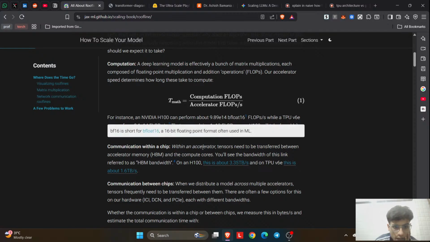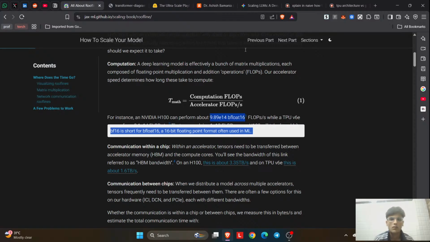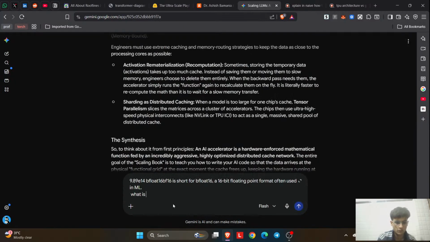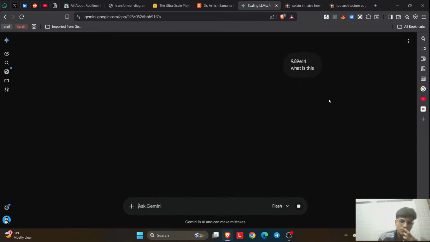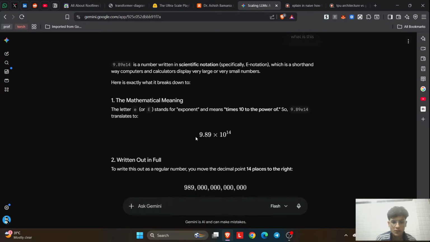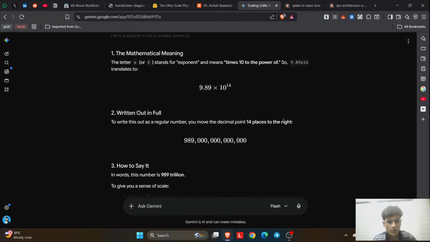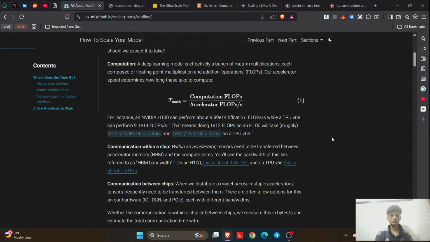9.89, one takes a bit more and the other takes a bit less, 9.19 to perform. I think this is a number written in scientific notation. Oh, my bad. E means exponent, times 10 to the power of. So 9.89E14 translates to 9.89 times 10 to the power 14. Okay, I know that. So this much floating point operations.